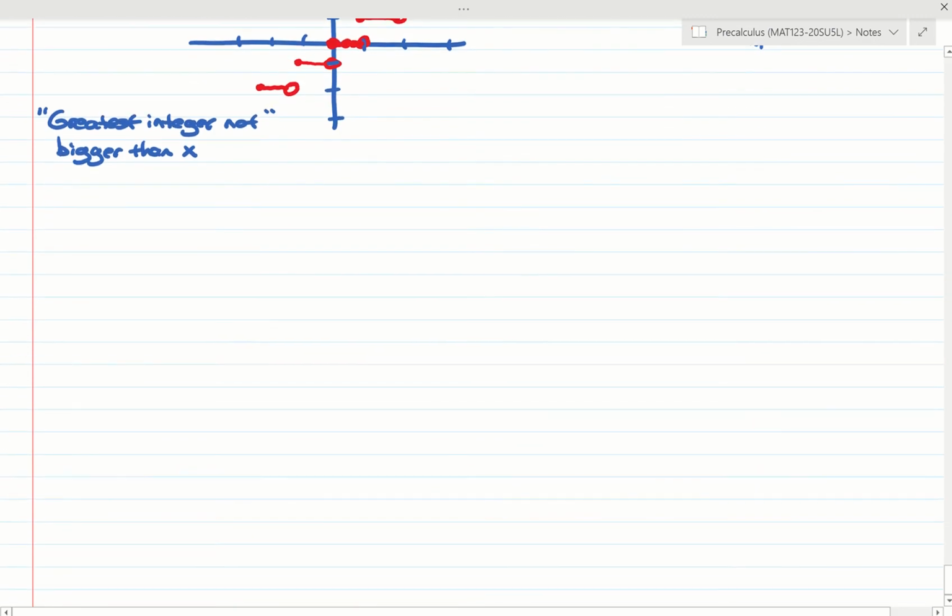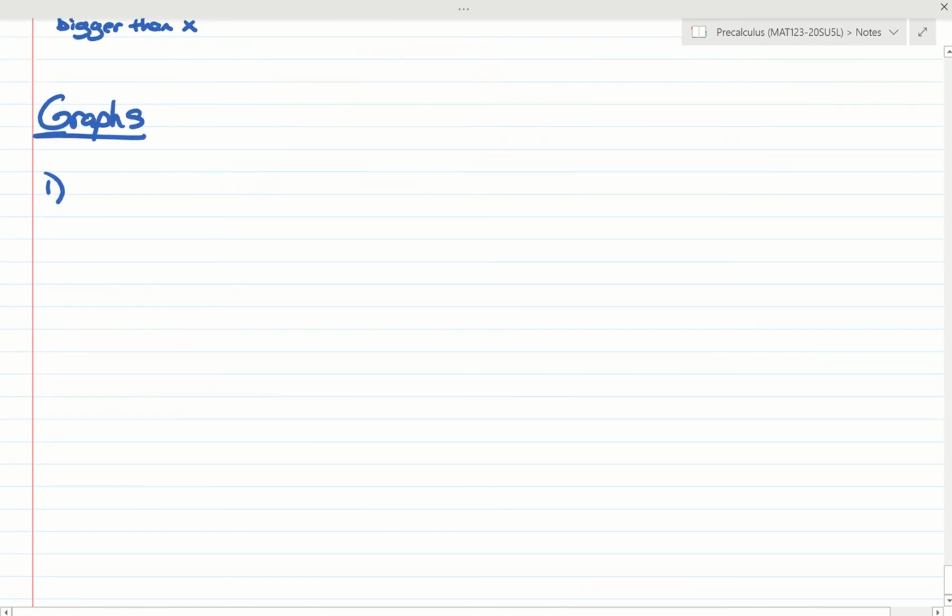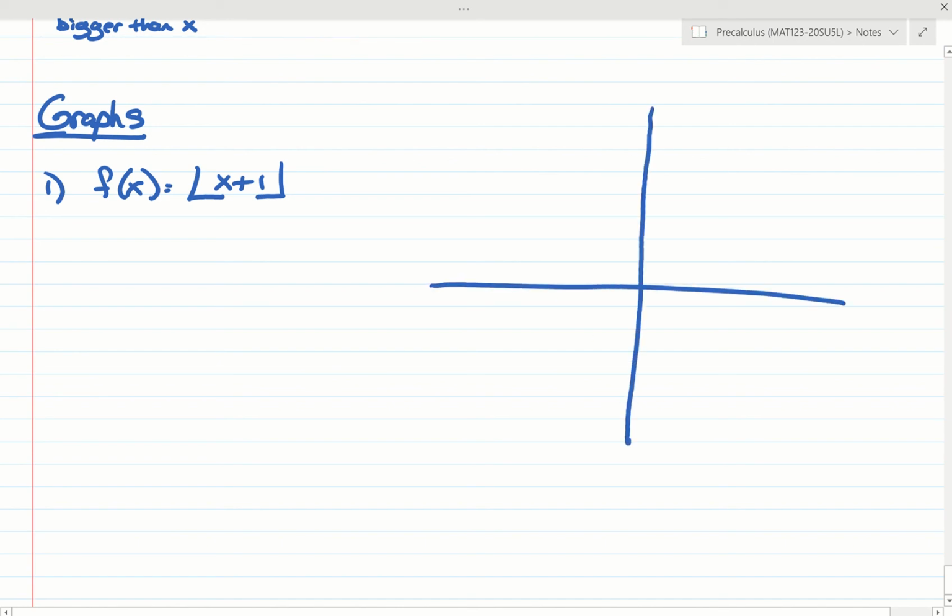So I just had a few things I wanted to talk about here, just a couple graphs, maybe a little bit special. First graph looks like this. What would the graph of f of x is equal to the floor of x plus 1 look like? Well, in coming sections, we're going to learn how to quickly draw graphs. But up until that point, the way that we generally draw graphs is we pick test points and we make a chart and then we connect our dots. So let's do the same thing for this.